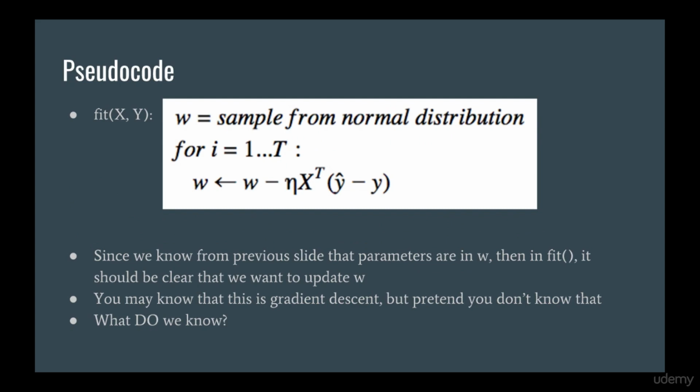In my fit function, I want to perform this loop some number of times. Since we know from the previous slide that the parameters of the model are contained in w, then it should be clear that inside the fit function, what we want to do is update w. Not surprisingly, that's what's happening here, another good sanity check. Now, because you're already familiar with linear regression, you probably already recognize this as gradient descent. Again, I want you to pretend that you don't know that. But what do you know?